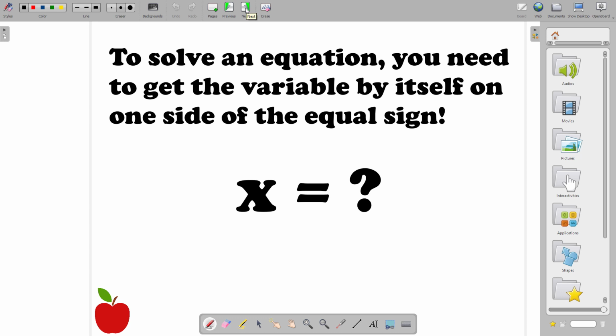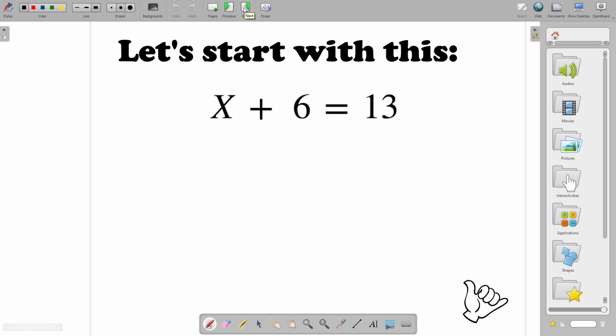The concept that you need to understand about solving equations is that the whole process is to try to get the variable by itself on one side of the equal sign and some constant on the other side of the equal sign. That's the process. That's what we're going to be working on doing. So let's start with this equation.